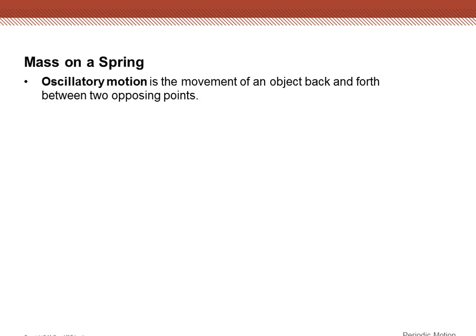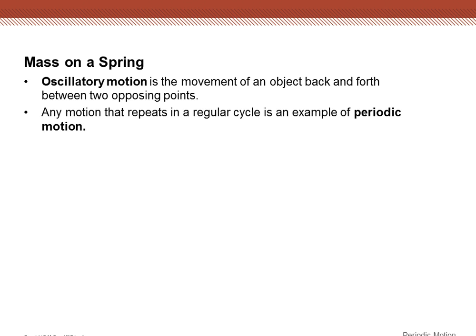If we consider a mass on a spring, and we have a spring that's hanging vertically, and we hang a mass on it, and we pull the mass down so that it oscillates back and forth. This is an oscillatory motion, and that's movement of an object that goes back and forth between two opposing positions. So you can imagine the spring going up and then down and up and down, and this repeated motion we call oscillatory motion. And any motion that repeats in a regular cycle like this is an example of periodic motion.